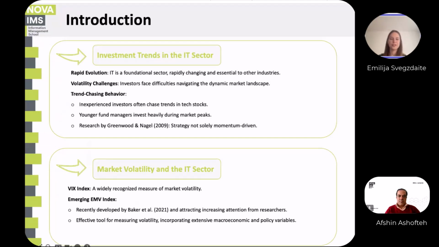However, my research does not explore the VIX specifically. It explores an alternative metric, the relatively new equity market volatility index, which I'm going to call EMV from here on. Unlike the VIX, which focuses primarily on broad market sentiment, the EMV is emerging as a promising tool that captures specific and nuanced fluctuations within specific sectors, for instance, IT.